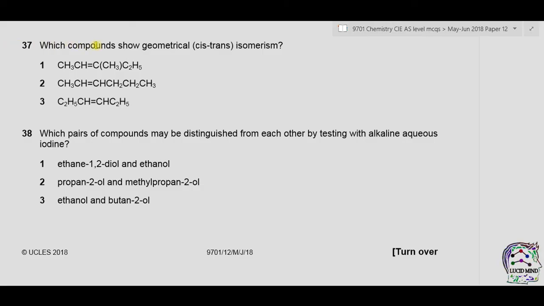Question 37. Which compounds show geometrical cis-trans isomerism? For cis-trans, there should be two things. One, a double bond must be present. Second, the carbon atoms making the double bond must be attached with two different elements or groups. Let's draw this option 1. We have CH3 bonded with carbon. Also hydrogen is present. Then on the second side we have CH3 and C2H5.